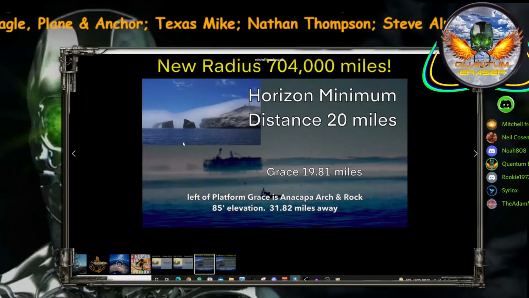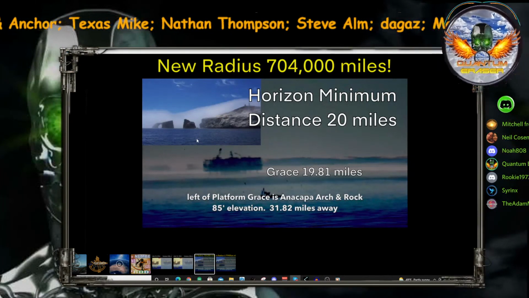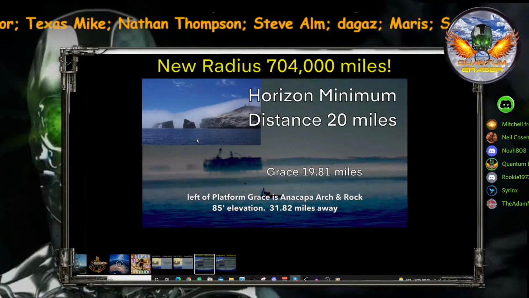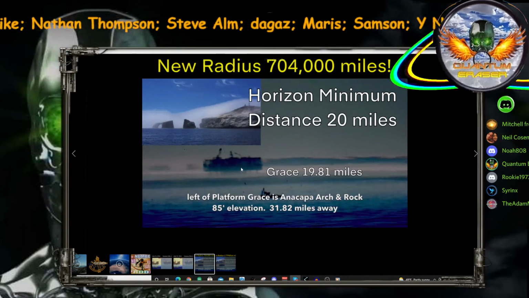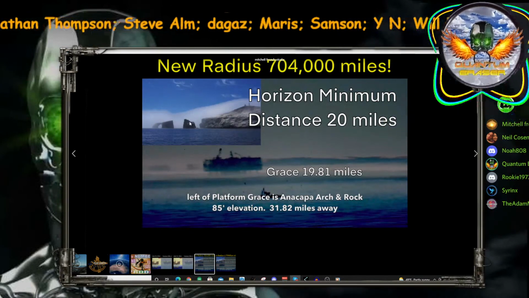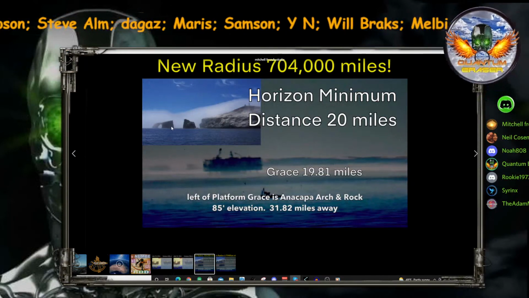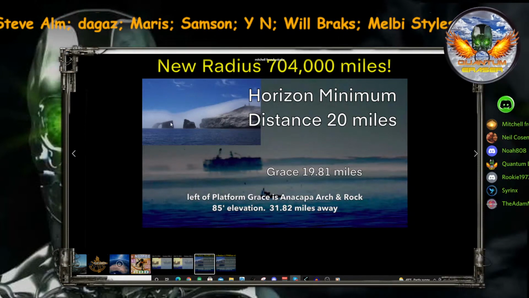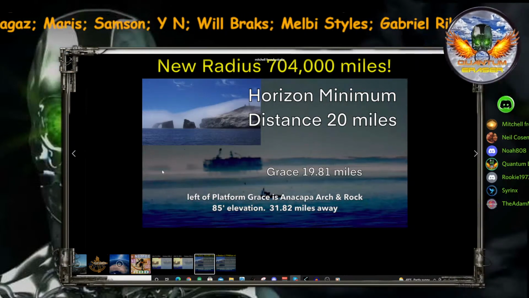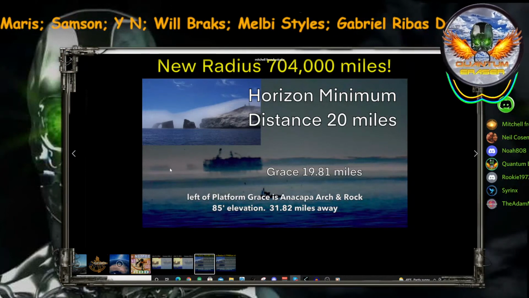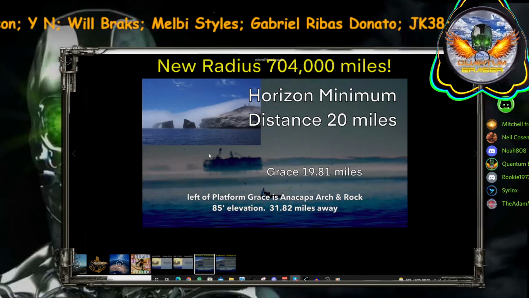All right, I have one of the images up in Skype. To the left of Platform Grace is Anacapa Arch and Rock, 80-foot elevation, 31.82 miles away. So this is the actual picture closer, right? The Anacapa Arch, I would suppose, is the arch right here. Yeah. And it's got the picture of the arch kind of superimposed above it. Yeah, it's a little jumbled here, but you can definitely see that's pretty far. I guess it's looming.